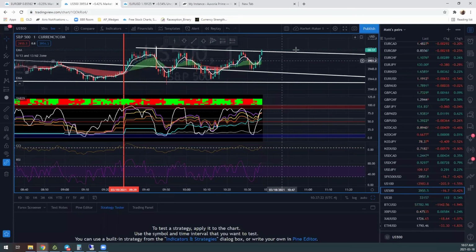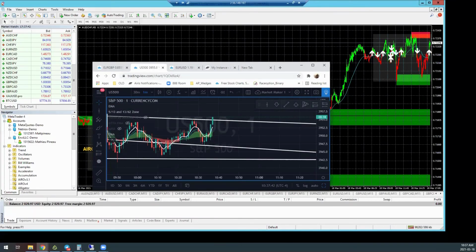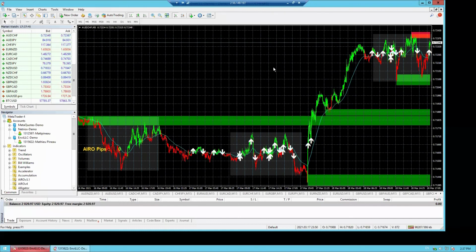And you called that one, my friend. No, but I'm thinking we might have a. This is not AIRO though, so I don't want to. I'm tempted. I'm tempted to look at a buy, but now we're counter trend. So what do you think of this Aussie Swiss?